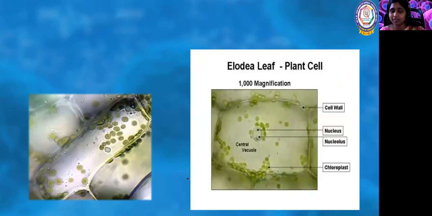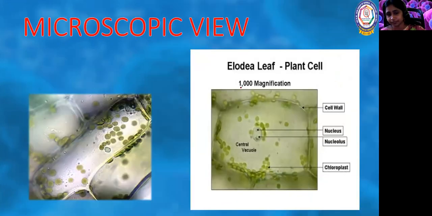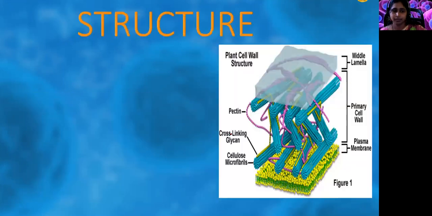So here you can see the microscopic view of a cell wall. Even in laboratory experiments we did on the onion peel structure, we observe the cell wall, a thick layer, a brick-like arrangement, exactly like this, in the microscope. And when it is magnified you can see how well it looks. This is the structure of a cell wall.